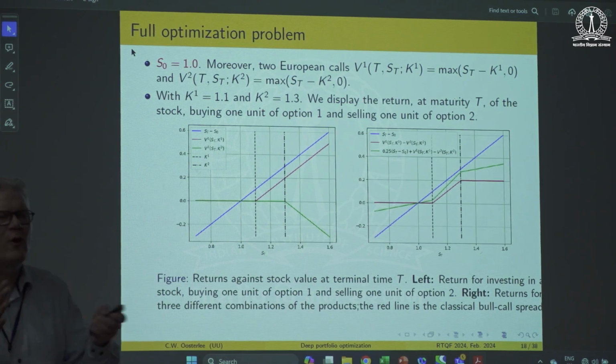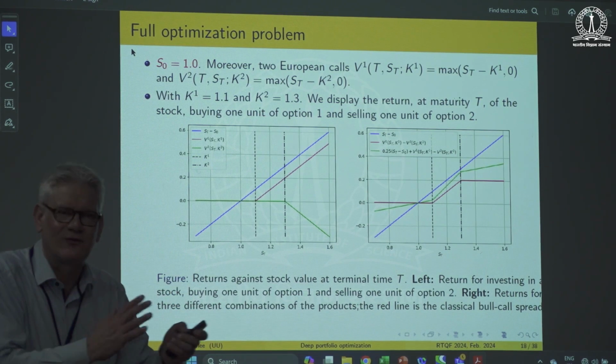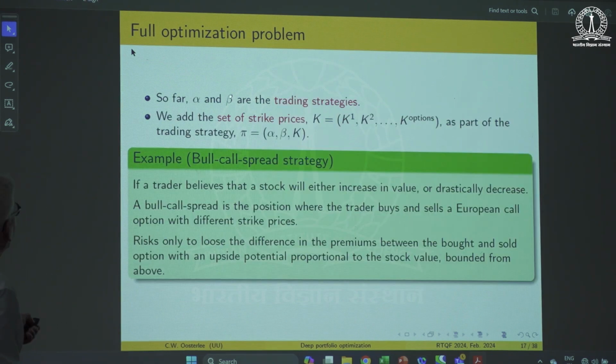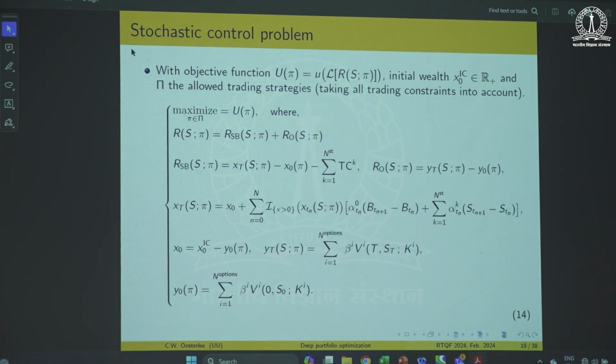Of course, we don't know exactly beforehand what a different strike makes for an option. Therefore, we also optimize the strikes. So we optimize alpha and beta, but also the set of strikes. So our optimization goals are alpha, beta, and k. This is essentially what we want to optimize.